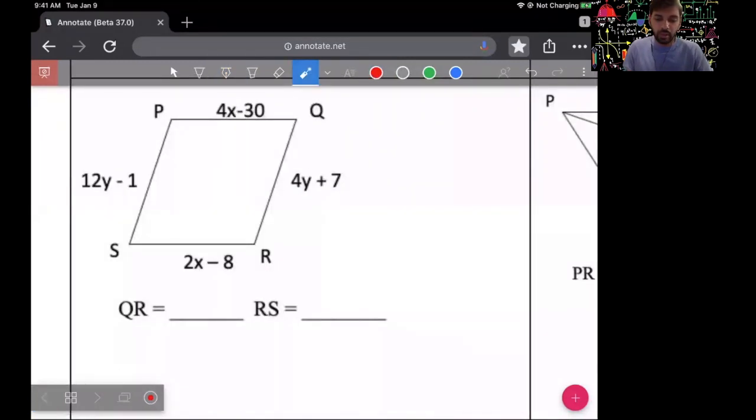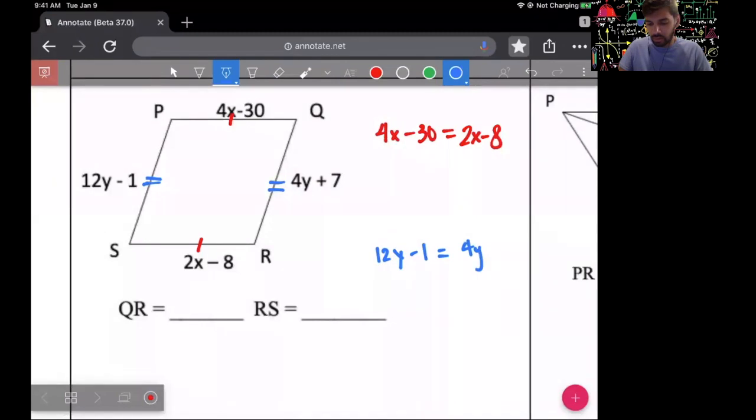All right, same thing here. What we can do is set opposite sides equal to each other if we're trying to figure out what the length of each side is. So opposite sides, 4x minus 30 equals 2x minus 8. That's going to get us these two sides. To get the other two sides, we need to do 12y minus 1 is equal to 4y plus 7. And so let's go ahead and solve both of these.